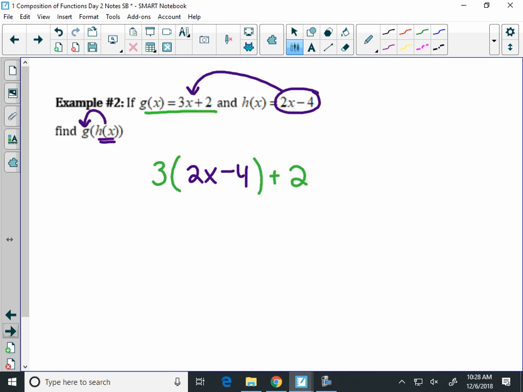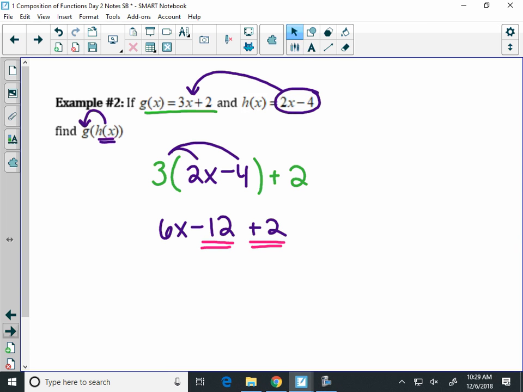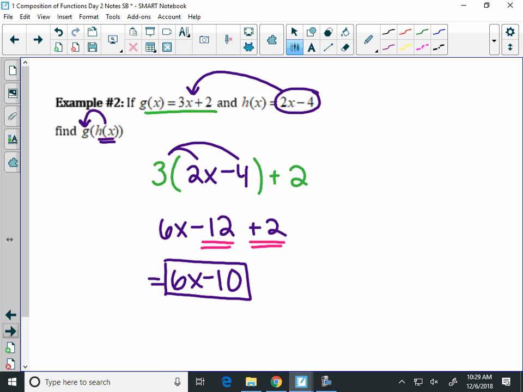So now all you have to do is distribute the 3 to get 6x minus 12 plus 2. And now you're going to combine like terms. Negative 12 plus 2 is negative 10. So the answer is 6x minus 10. That is your new function.